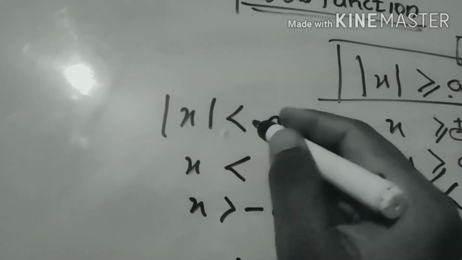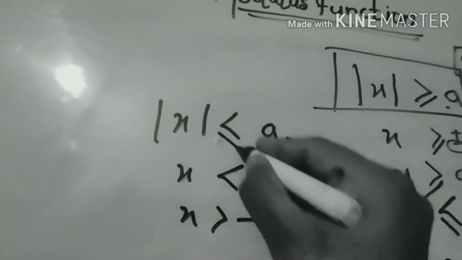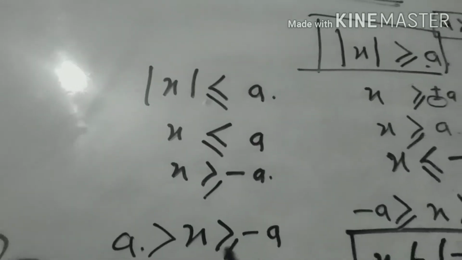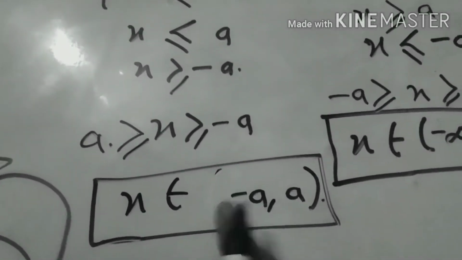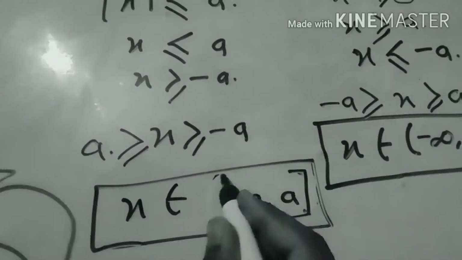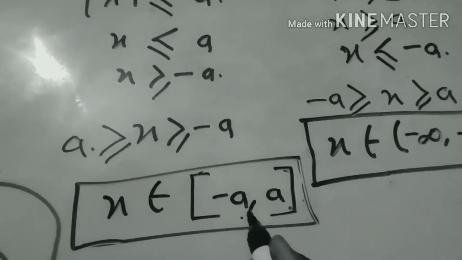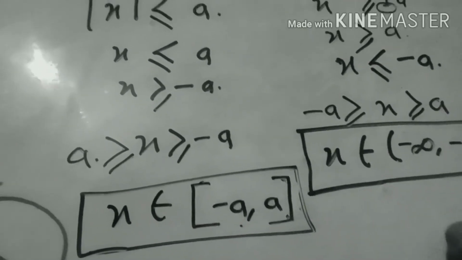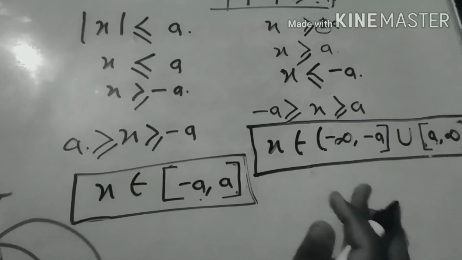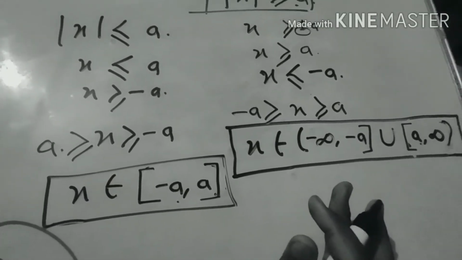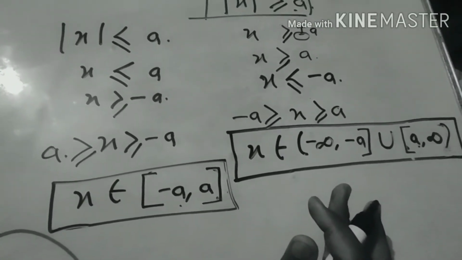If we do a similar small change here and just put an equal to sign, the whole thing will change. Just the bracket will change, converting into a closed bracket. That means the outer values, the external values, are included. So if such types of questions are asked, we will just do this. Okay, let's discuss another thing.